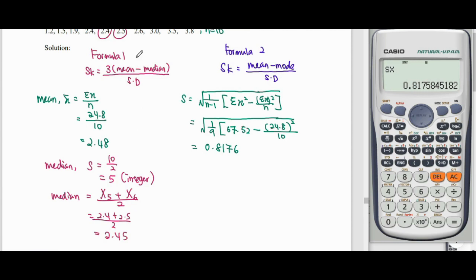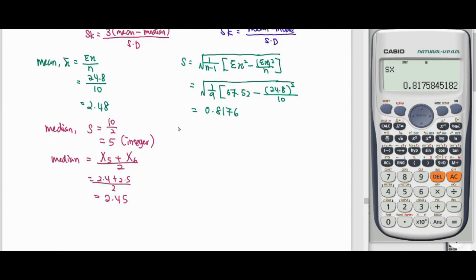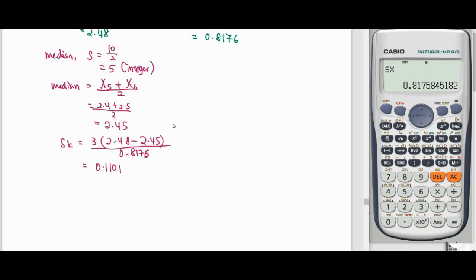So finally, we can put in our formula for the Pearson coefficient. It will be 3 times mean minus median, divided by its standard deviation. So notice that this is a positive value.